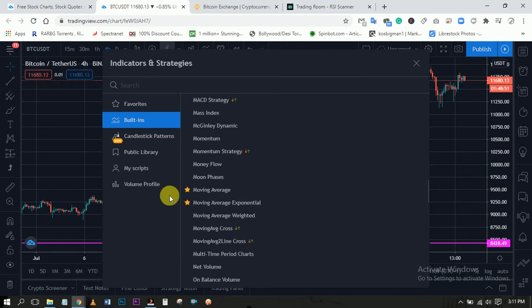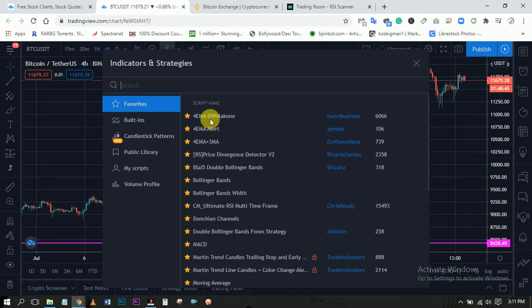I will advise that you make use of this. You can just search for this in your own platform, because you might not have it. Just search for this 4 EMA. You can see this one, 6,066. Just click on it and it will open up everything for you. It's taking time to load, but don't worry, it's going to come up.